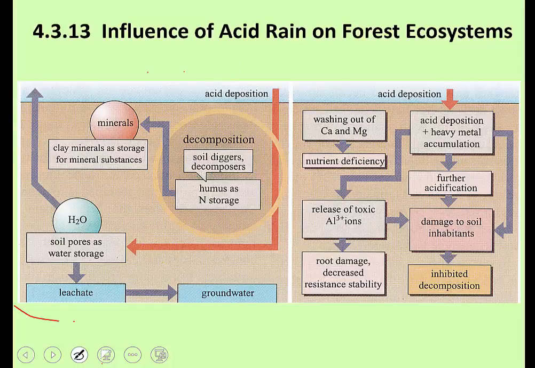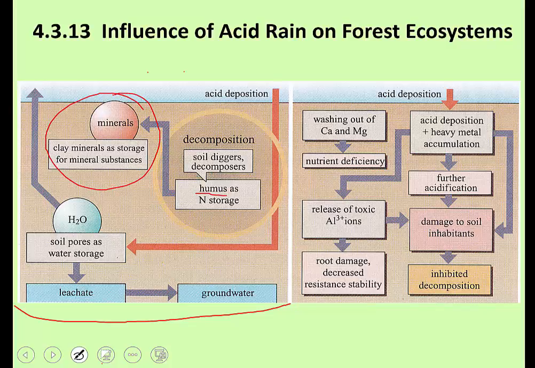So if we look over here at this part of figure 4.3.13, it talks about acid deposition in the soil. So you have it moving through affecting decomposition. So bacteria, decomposers, humus, things that dig in the soil all get affected. That affects the minerals that are formed from that material. We do then have acids coming in to the water that's in the soil. So the stored water has a higher acid level that tends to leach out into the groundwater, so it affects the pH of the groundwater.